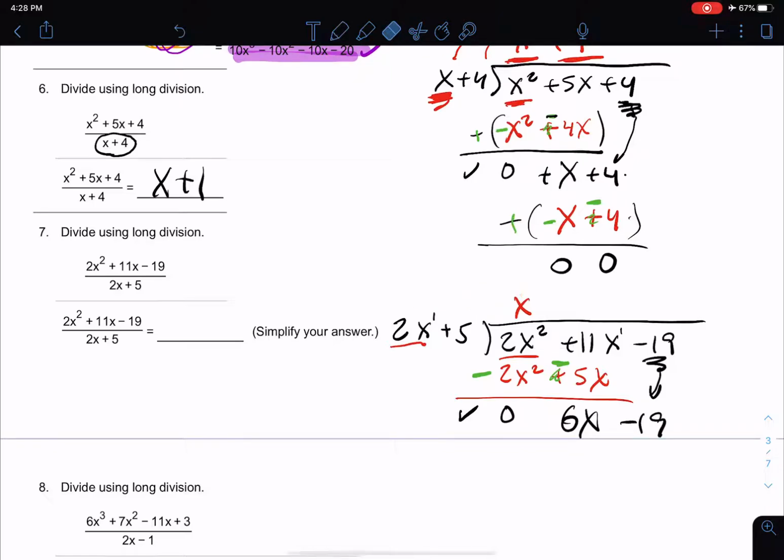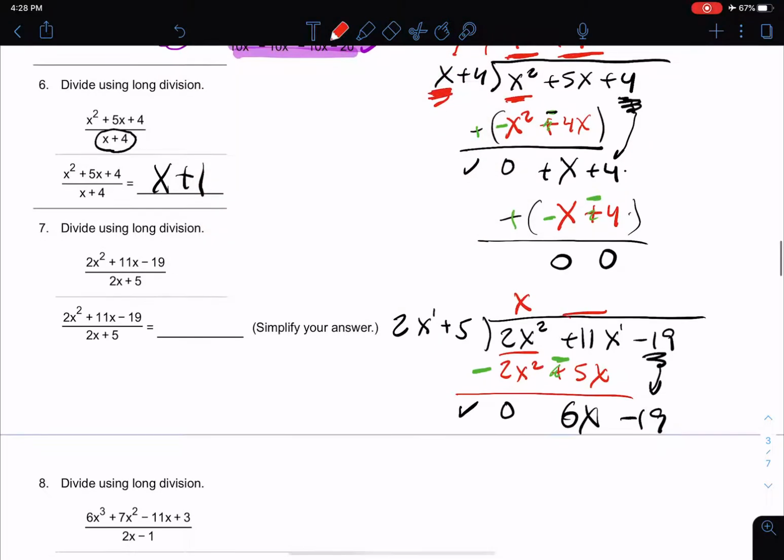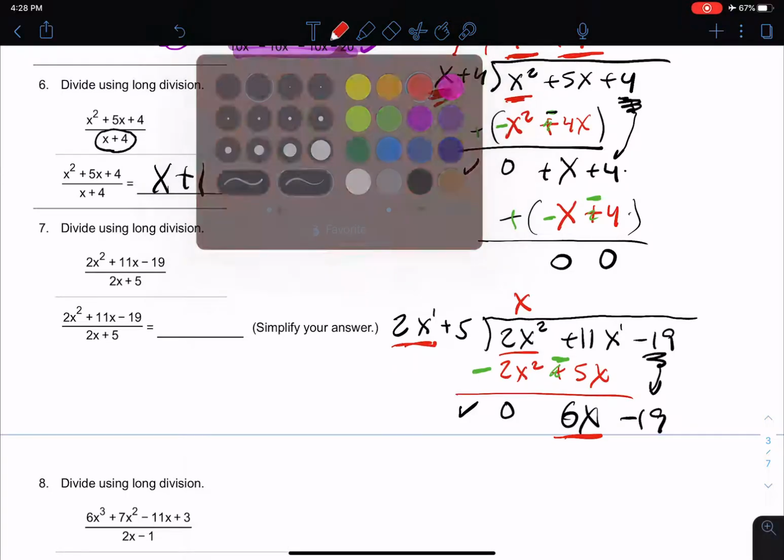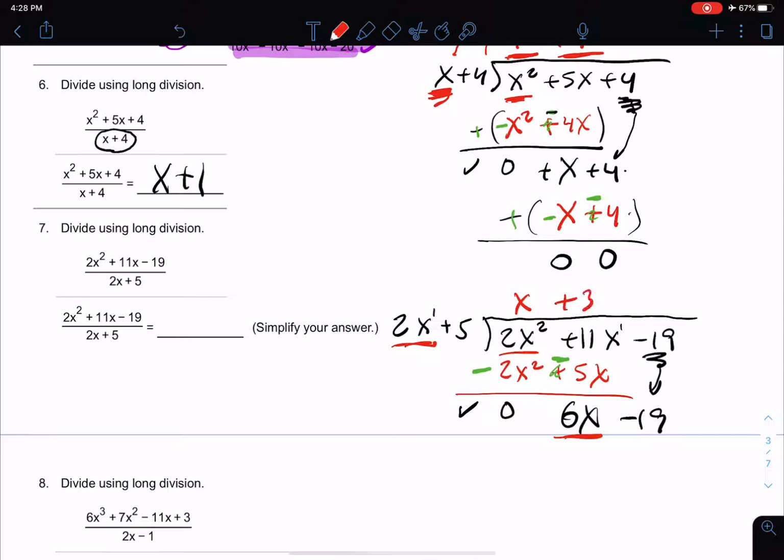Next question. What times 2x will give me 6x? Well, I believe what it's going to be is 3. Let's see. 3 times 2x is 6x, and 3 times 5 is 15.